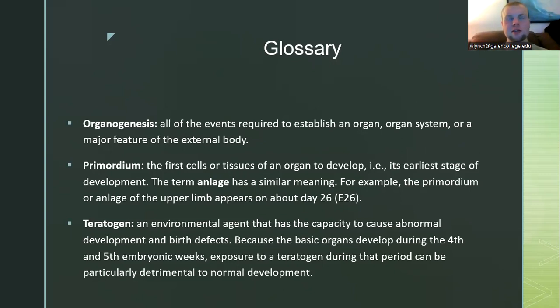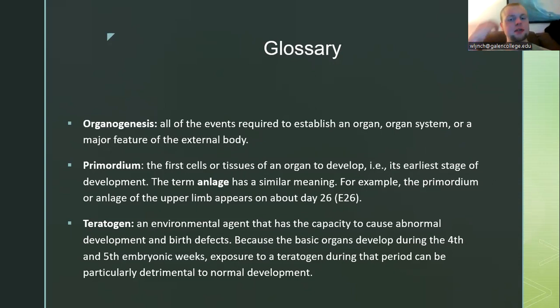Organogenesis, the creation of organs. This is going to be all the events established to establish an organ or organ system. Primordium, these are the first cells or tissues of an organ to develop. So this is basically your stem cells or your primordial cells, right? This is going to be where anything comes from. So the initial tube, such as the neural tube, are the primordial stem cells for the central nervous system.